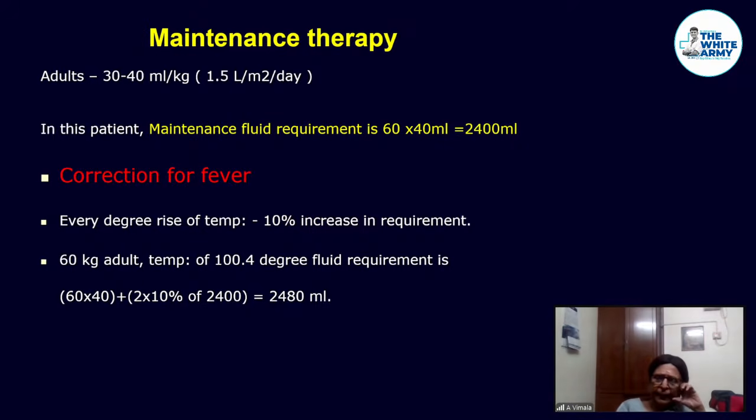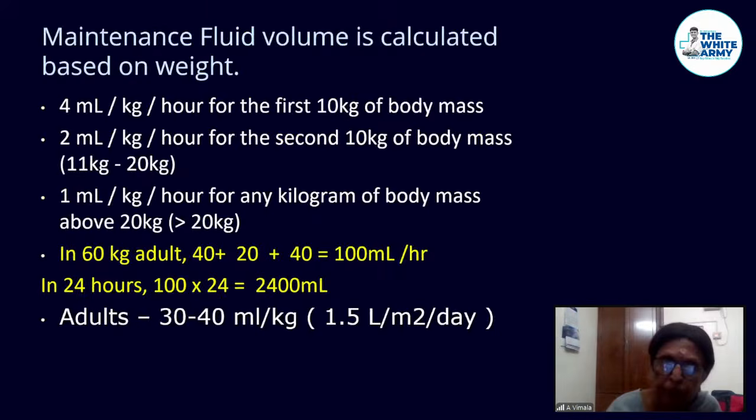So in the 60 kg adult, with temperature of 100.4, the fluid requirement will be 60 into 40, that is 2400, your maintenance fluid, plus 2 into 10% of your maintenance requirement, that is 2 into 240, which is 480. So you should also give fluid for correction for fever. So this patient should receive a total maintenance fluid of 2480. We said there is a deficit of around 6 liters. The maintenance fluid requirement is around 2.5 liters.